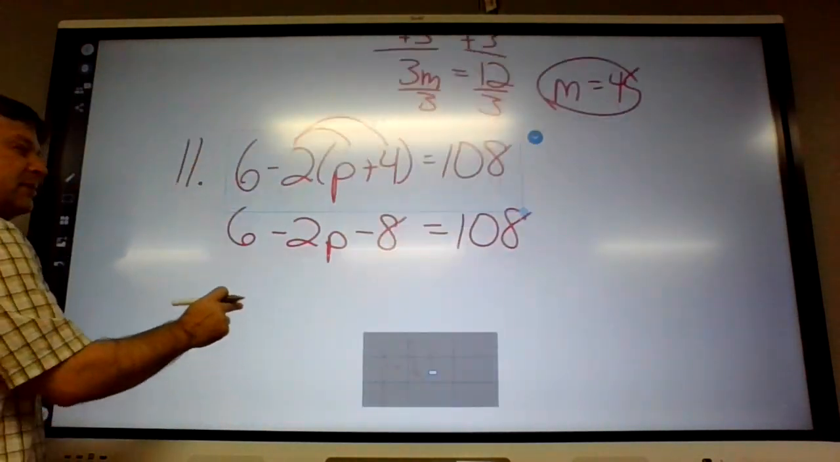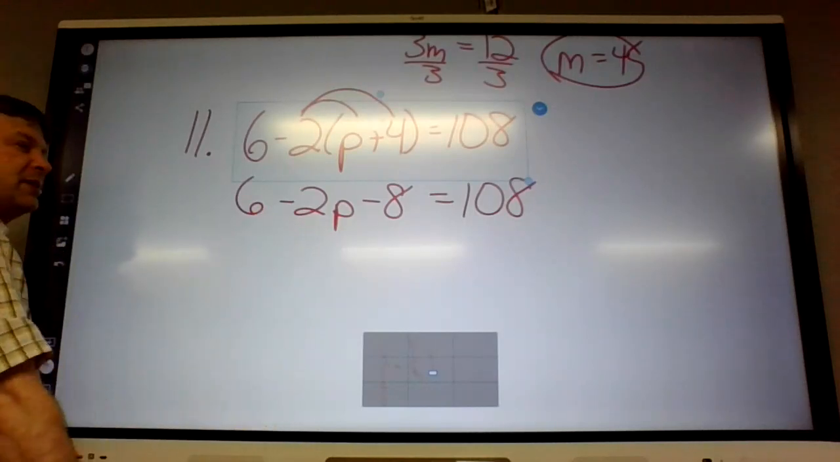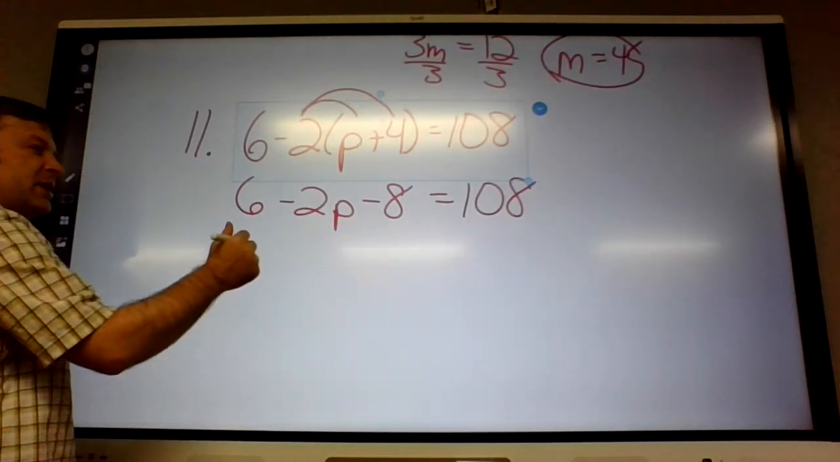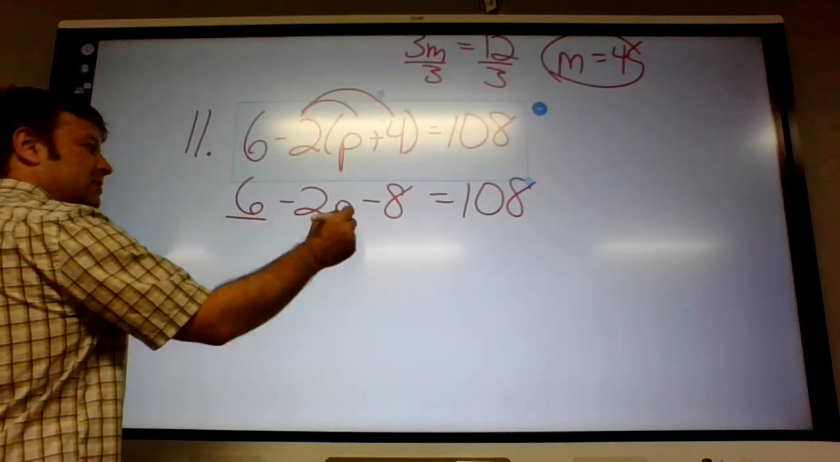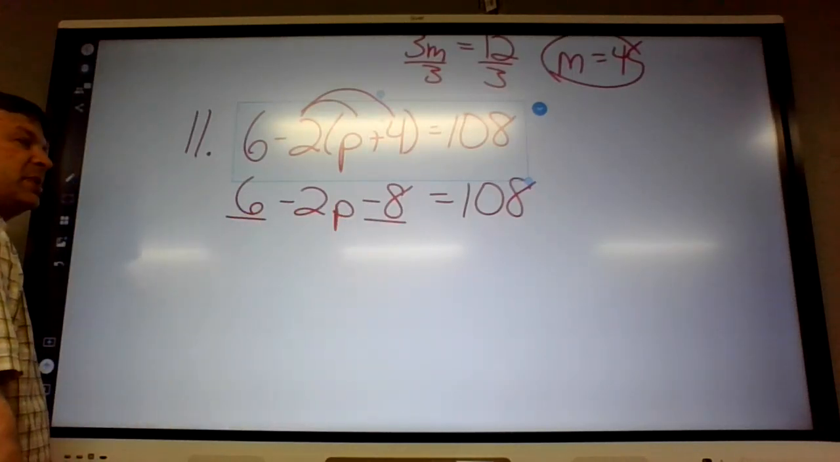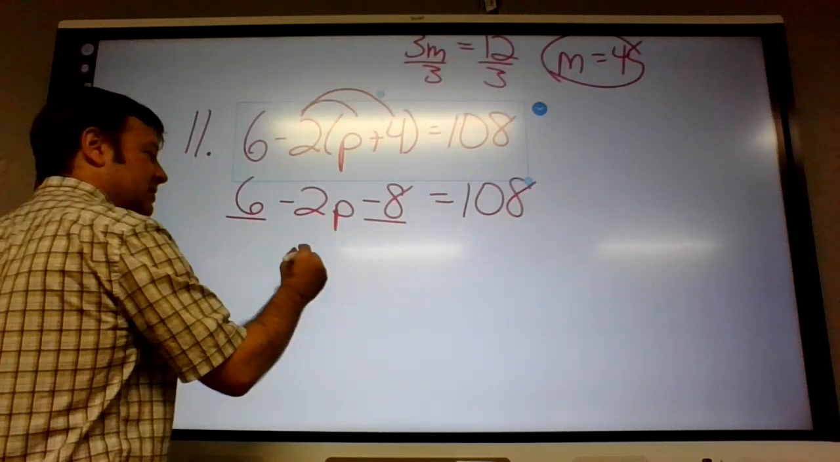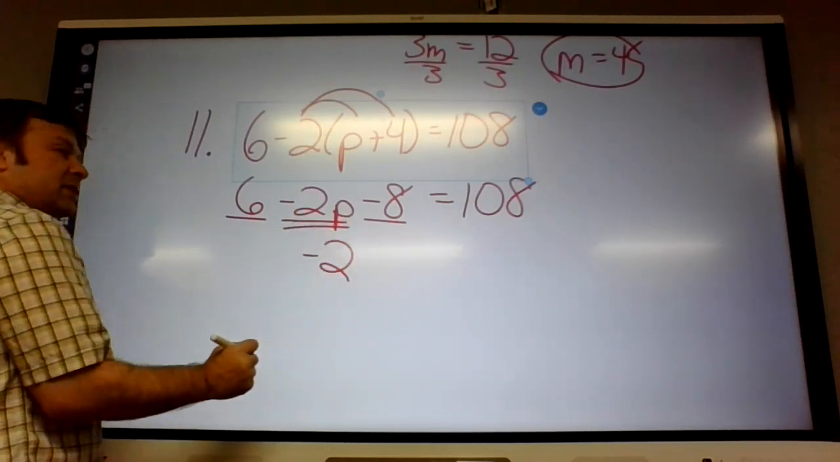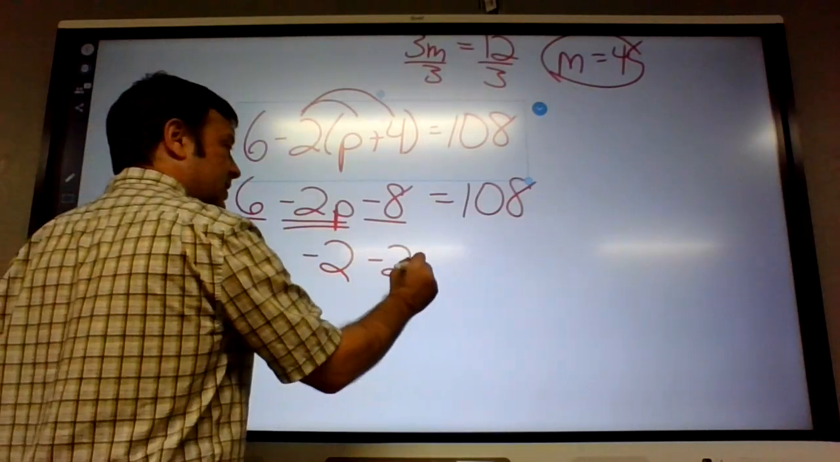Okay, now the left side's a little messy, so how can we clean it up? What are the two like terms? Right, 6 minus 8, those two can go together. So 6 minus 8 is negative 2, and then this thing, we didn't really touch it, so that's still there.